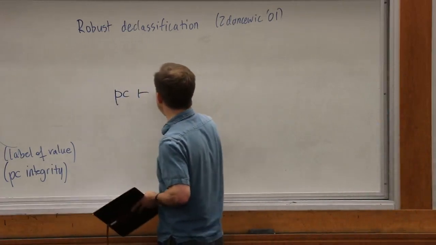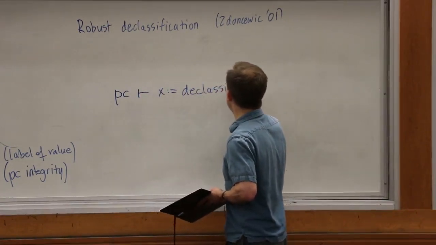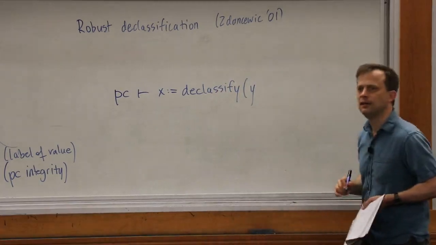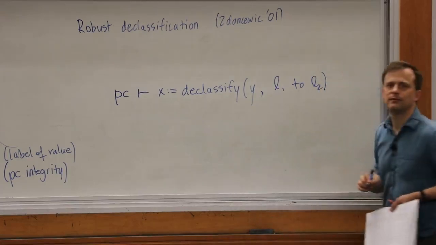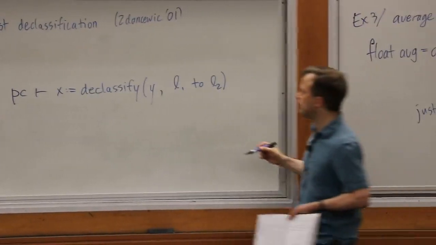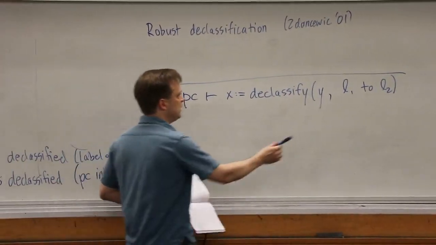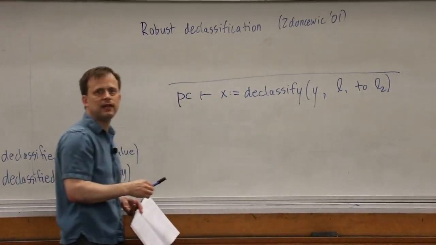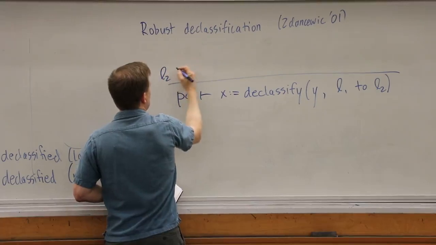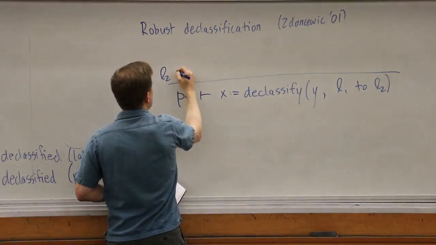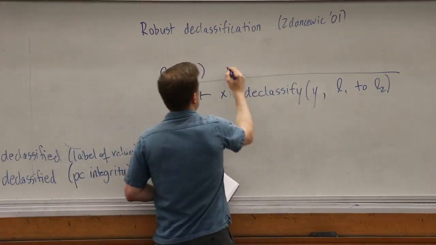So to keep things simple, imagine that we have a command that lets us assign to a variable x the result of declassifying another variable, y, and you can declassify from some label L1 to some other label L2. We'll try to write down a typing rule for this. First of all, the resulting label L2 had better be able to flow into x. So L2 needs to flow into x. And y needs to be able to flow into L1.